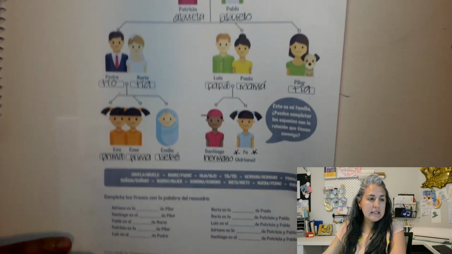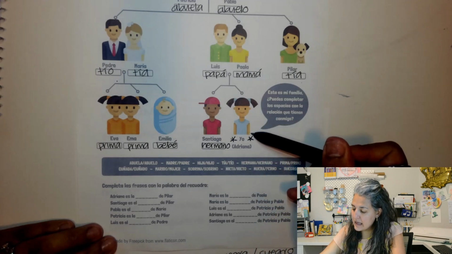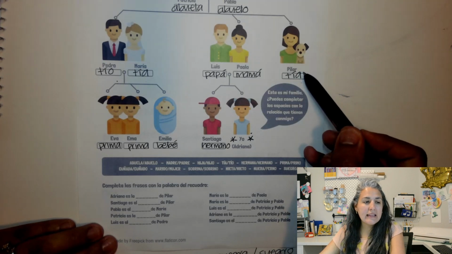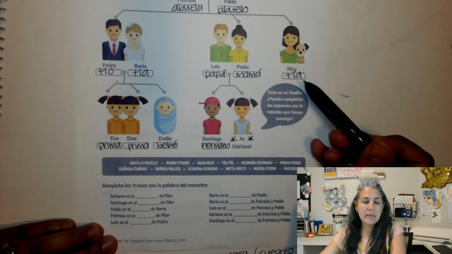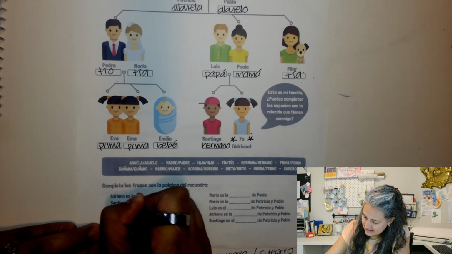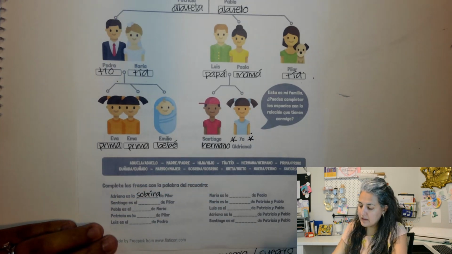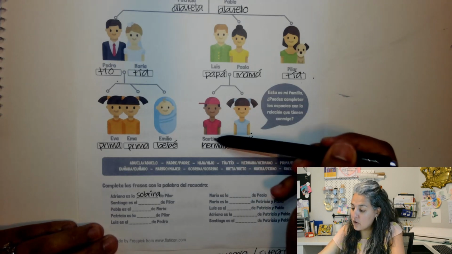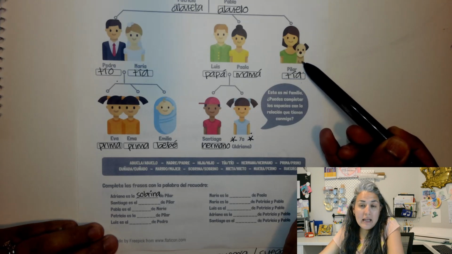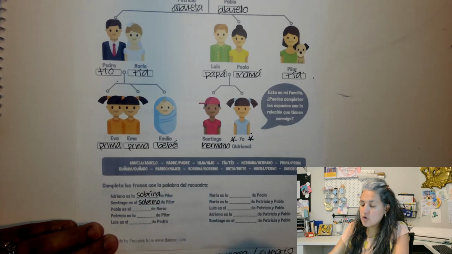Let's complete these sentences. Por ejemplo, the first one. Adriana es la de Pilar. So Pilar is my tía. What am I from Pilar? Sobrina. Niece. Santiago es de Pilar. Sobrino.